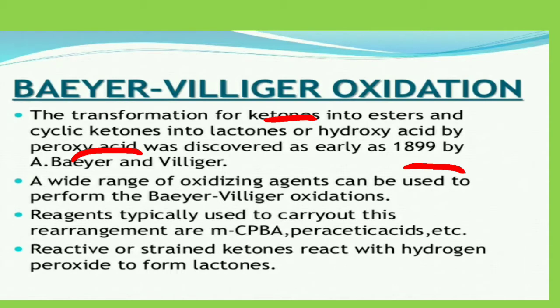A wide range of oxidizing agents can be used to perform the Baeyer Villiger oxidation reaction. The reagents typically used to carry out this rearrangement are MCPBA, that is metachloroperbenzoic acid, or peracetic acid, etc. The reactive and strained ketones react with hydrogen peroxide to form a lactone.